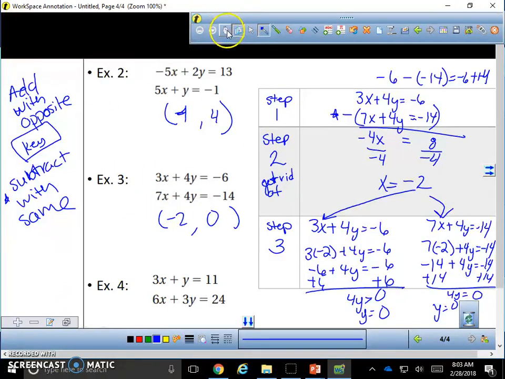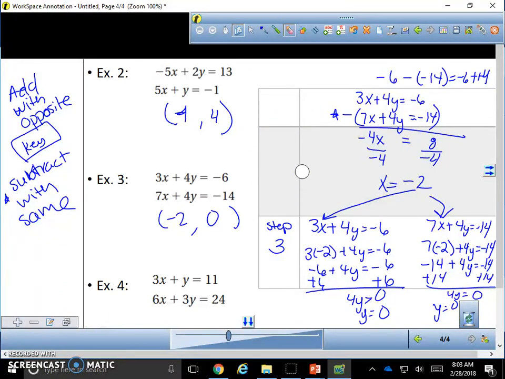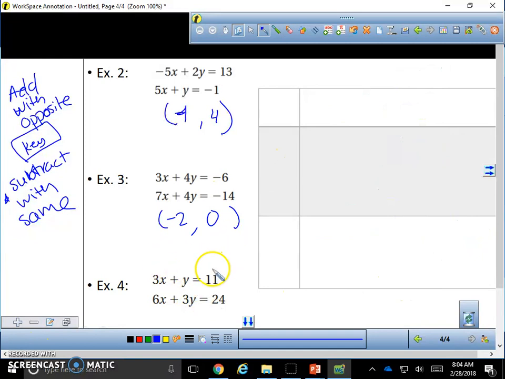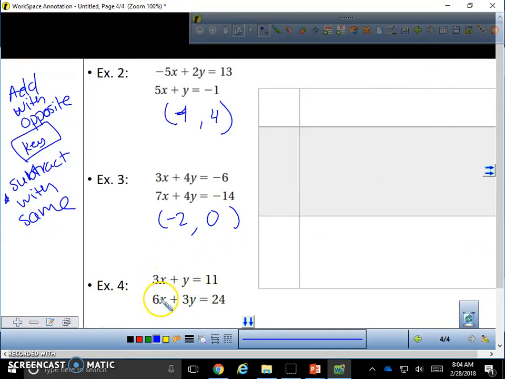Last example before you get to those on your own is a good example of when not to use elimination. We're not going to use elimination because 3x and 6x are not the same or opposite, and y and 3y are not the same or opposite. Use substitution with this one. It would have a step 1 where you multiply, but let's just use substitution because this y is set up perfectly.